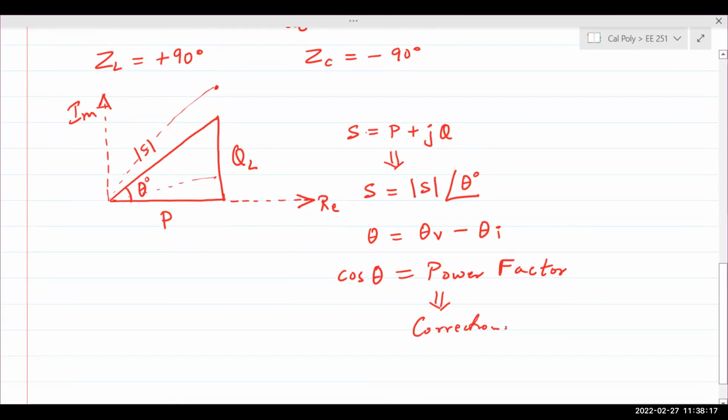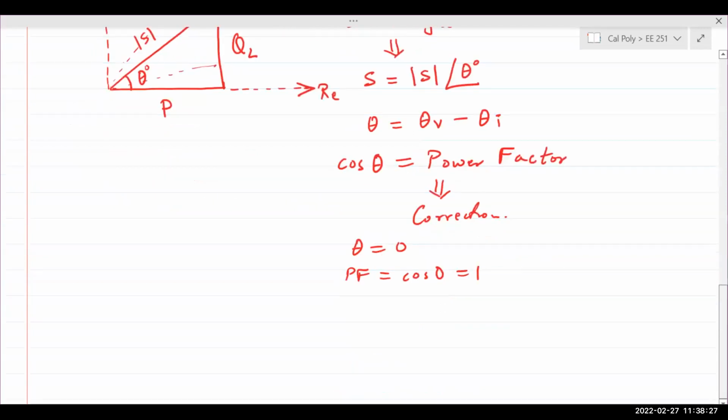Because if your inductive power requirement is completely zero, then theta is equal to 0. So the power factor, which is cosine of 0, will be 1. And that is the highest value for a power factor. It is also stated in terms of percentage. So the highest value for a power factor would be 100%. For any other value, it would be less than 100%.